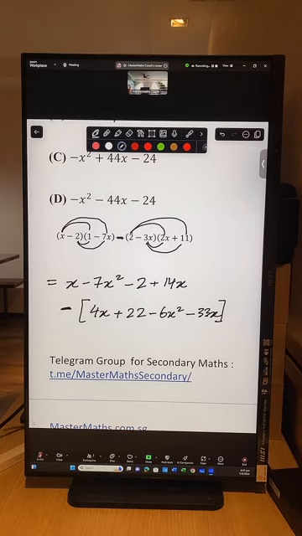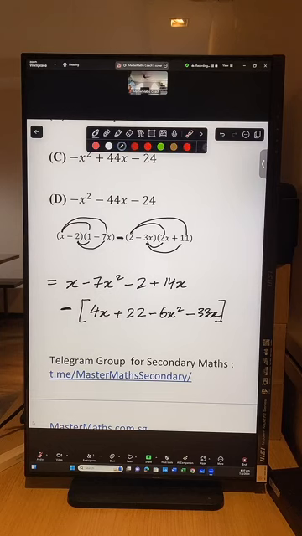Now you see, this negative sign here means that now my 4x, when I open the bracket, my 4x will be negative. My 22 will also be negative. My 6x square will be positive because it has a negative sign here. So negative sign meets negative sign will become positive. And my 33x from a negative, it will become positive.